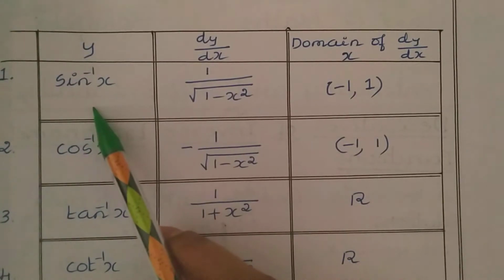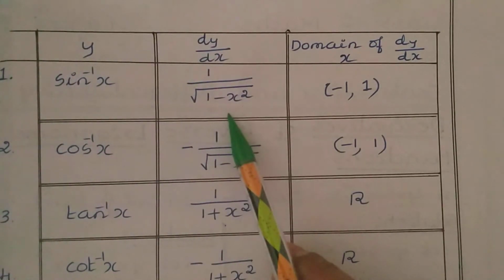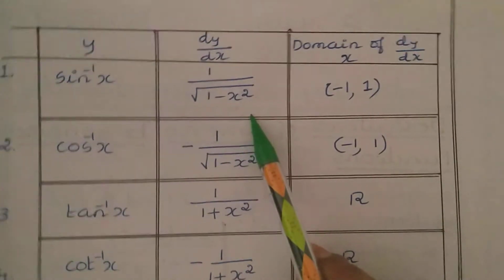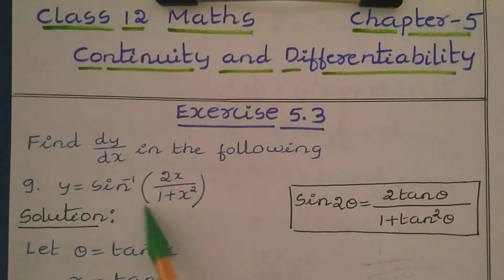So for sine inverse, we have the derivative formula 1 divided by square root of 1 minus x square. Now here, in the place of x, we have 2x divided by 1 plus x square. So you can't apply that derivative formula here. In this case, to solve these kinds of problems, we have to use trigonometric identities.